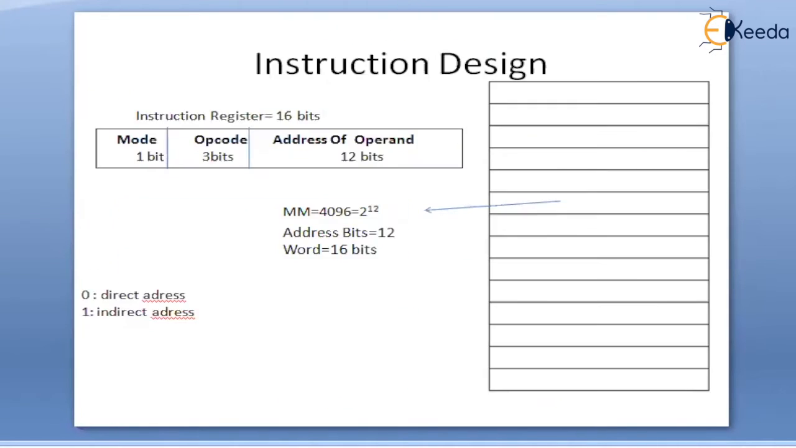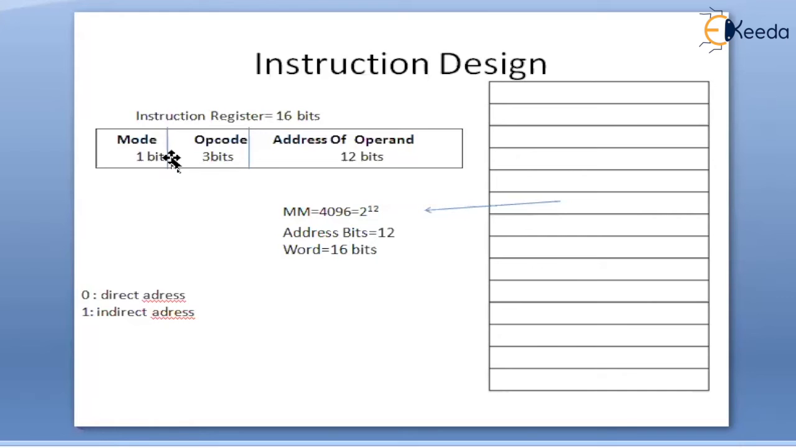The mode digit, as I told you, is just 1 bit. Totally, the instruction is equal to 16 bits. The address of the operand will take 12 bits, because one address in the main memory is equal to 12 bits. And then opcode is equal to 3 bits. By using 3 bits, I can have 8 opcodes that can be constructed in the system. When it comes to the mode digit, I have only one mode bit.